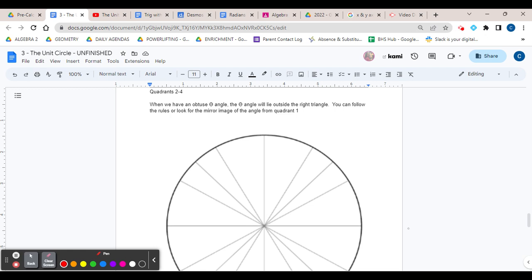All right, guys. Back with the next video. I want to go over quadrants 2 through 4 in this unit circle, and hopefully it'll go by pretty smoothly if you understood the previous one. Okay. Let's backtrack a step here.